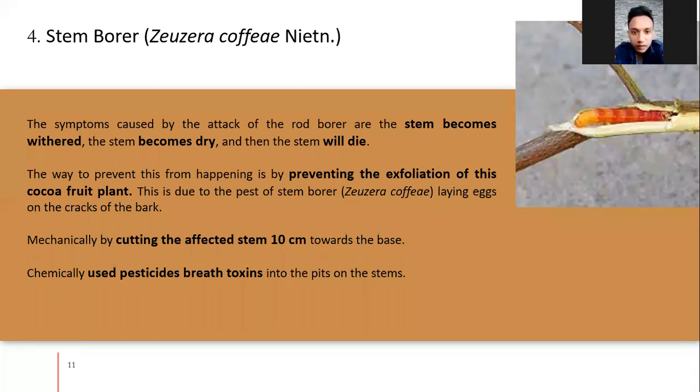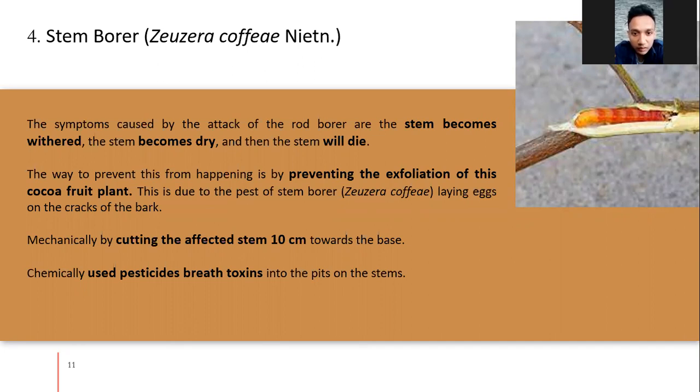Number 4 is the stem borer, Zeuzera coffeae. The symptoms caused by the attack of the stem borer are that the stem becomes white-red, the stem becomes dry, and then the stem will die.